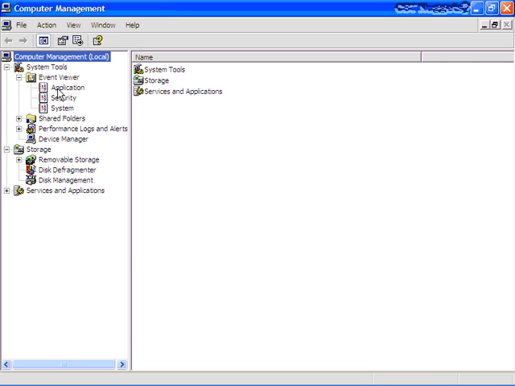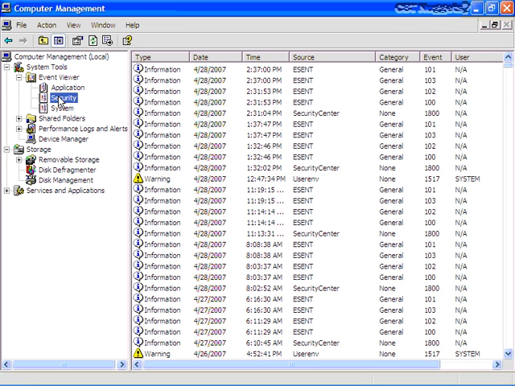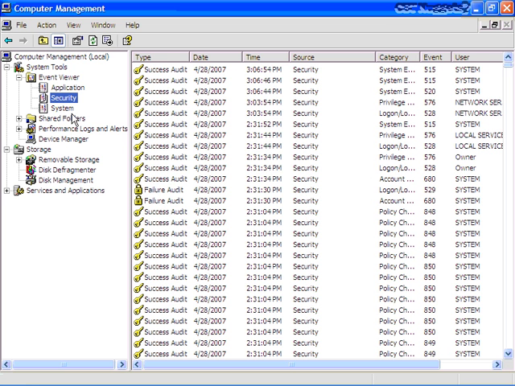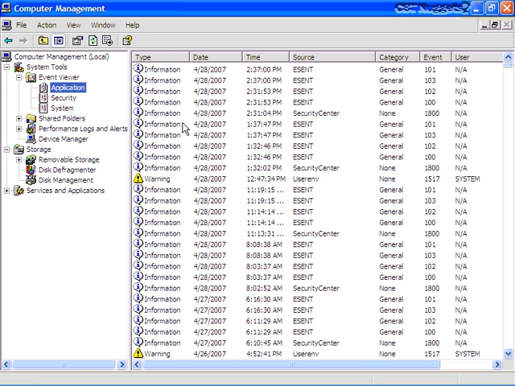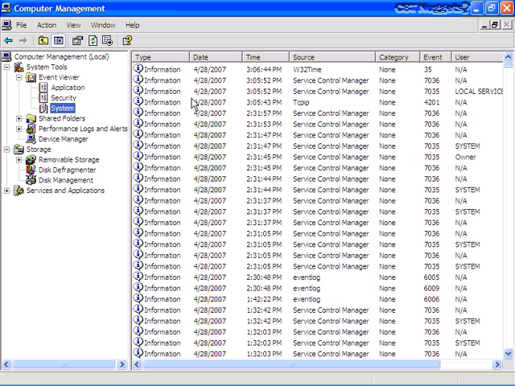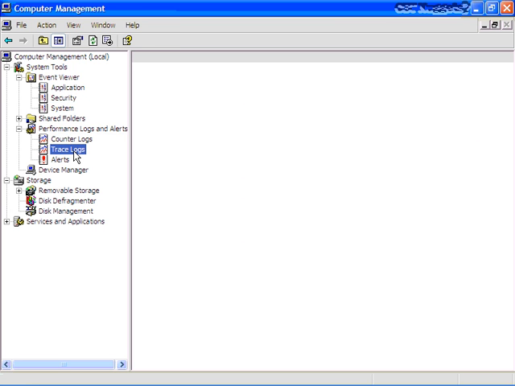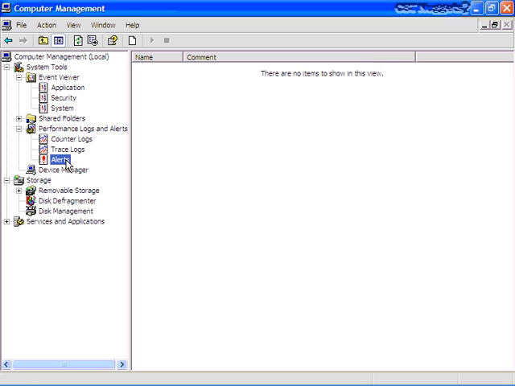The event viewer is where you can view the application, security, and system logs. Again, this is where we do security auditing. This is where we do performance auditing for applications as well as system auditing. We can also use the performance area that allows us to do traces of particular performance metrics. I can also create alerts that go to email, for example.